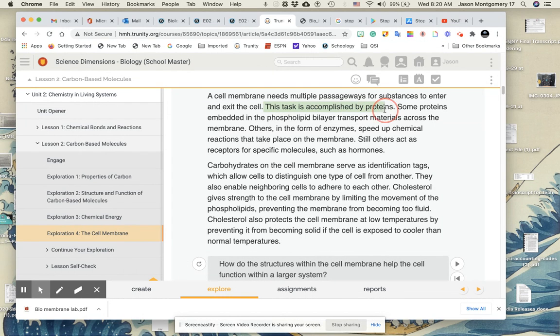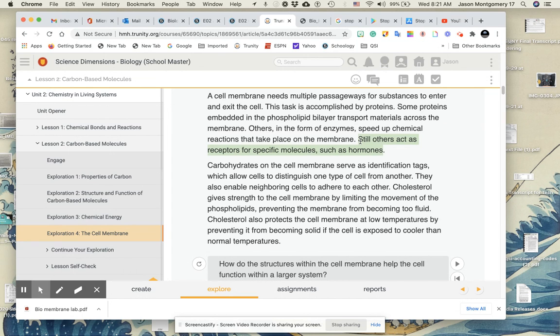This task is accomplished by proteins. These proteins embedded into the phospholipid layer transport material across the membrane. Others, in the form of enzymes, speed up the chemical reactions that take place in the membrane. Still others act as receptors for specific molecules such as hormones. This is a really important concept here.